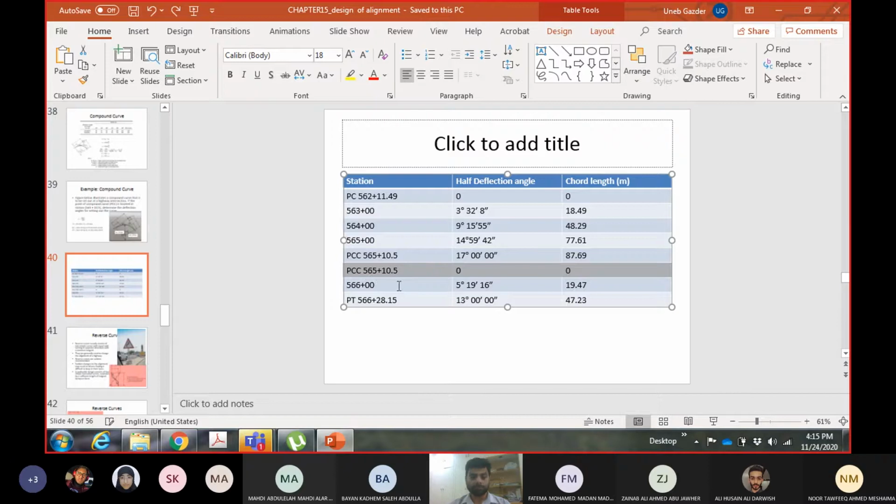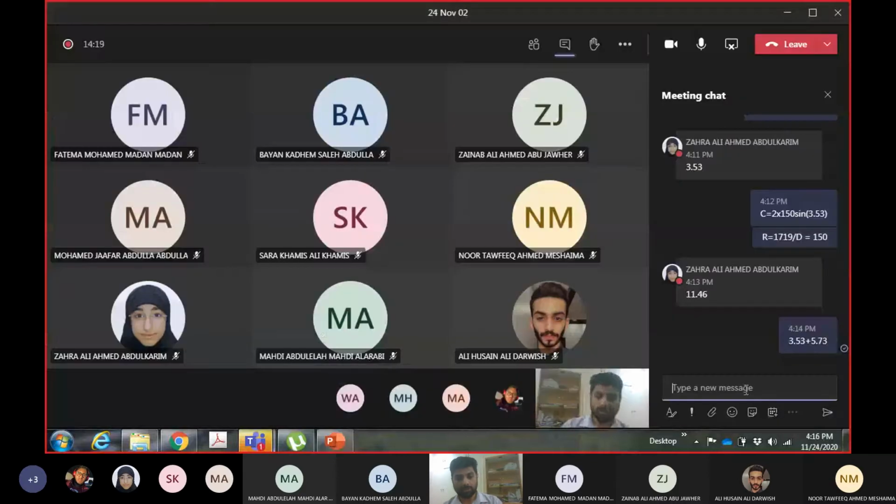Okay. Then after 565 plus 10.5, the next station is 566. Okay, and between PCC, which is 565 plus 10.5, and 566 plus 0, 0, the distance is 19.5. Okay, so you apply the ratio approach. So the total length is for the second curve. Okay, now this is the second curve. The total length is 47.65. The total angle was 26. Half of that is 13.